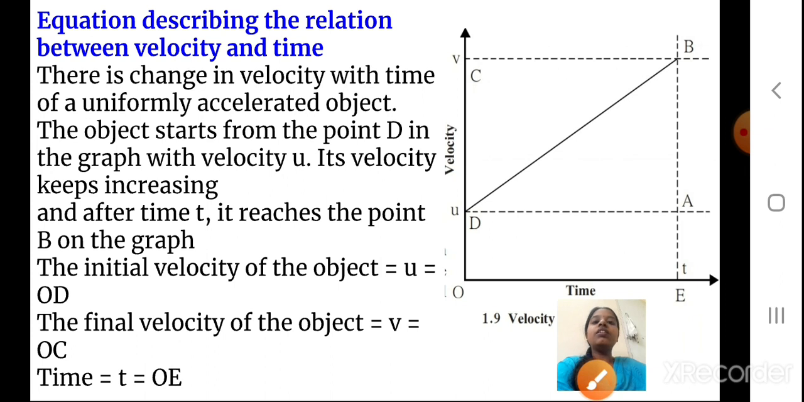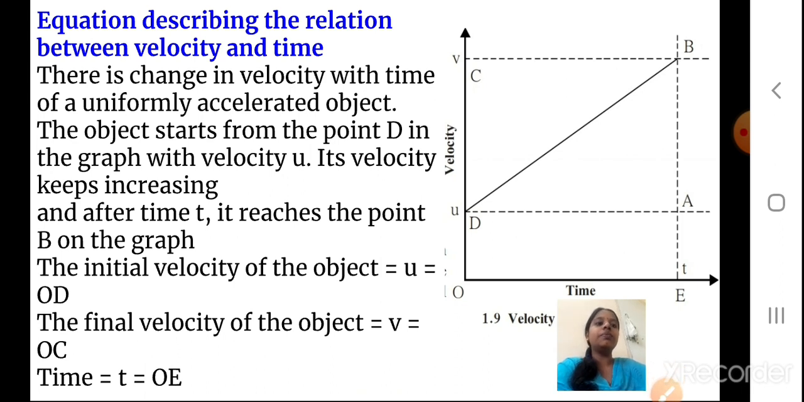Yes, can you see the E? Okay, so my OE is the time. Okay students, I hope these terms you all understood. Okay, what we have taken. Now we will see how our derivation will continue.